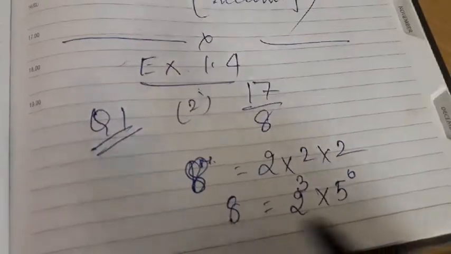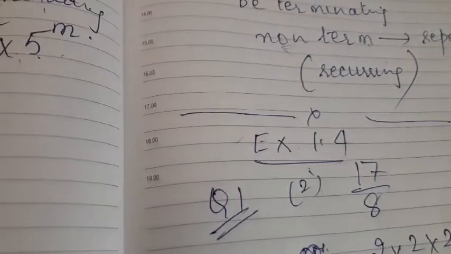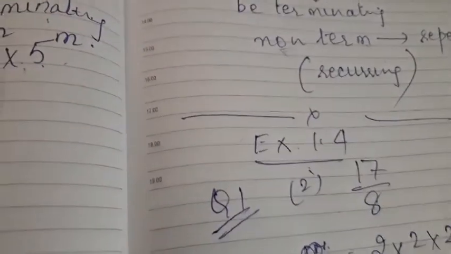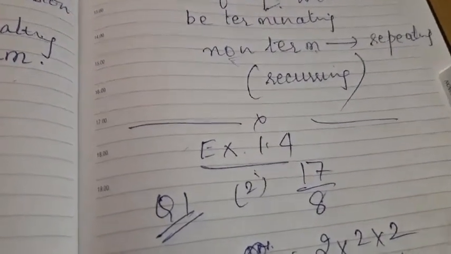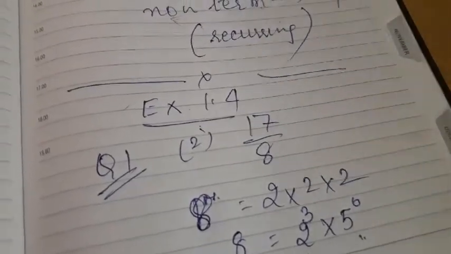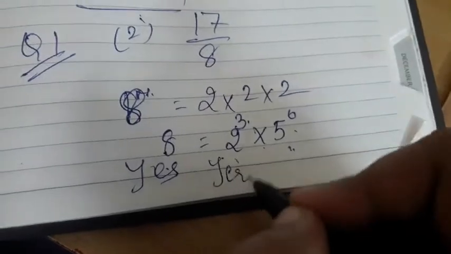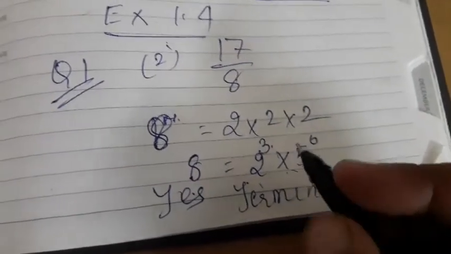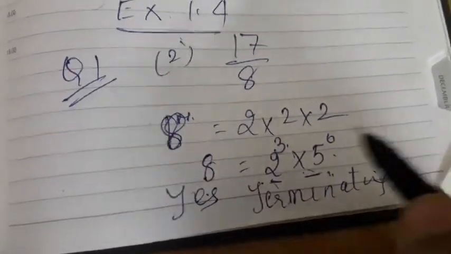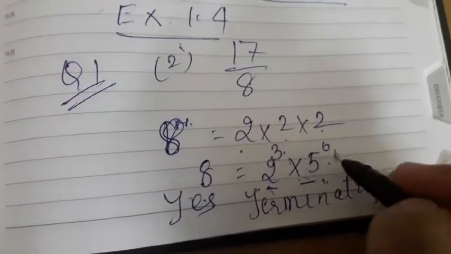Now can we write this in the form of 2 and 5? So you will write yes. Okay, we can check the answer at the back. We can write 2 to the power of 3 into 5 to the power of 0. So therefore the answer will be terminating. Yes, the only factors which should be present in the denominator should be 2 and 5. Since over here we don't have 5, but we can write it in the form of 5 to the power of 0, hence it is terminating.